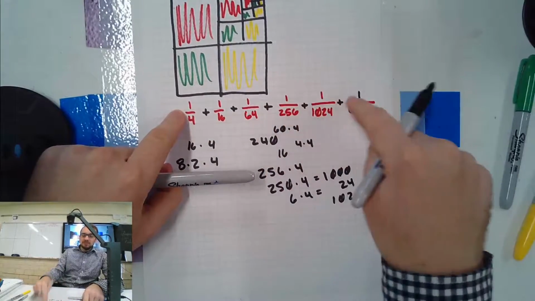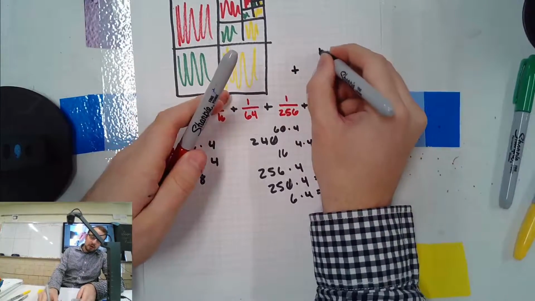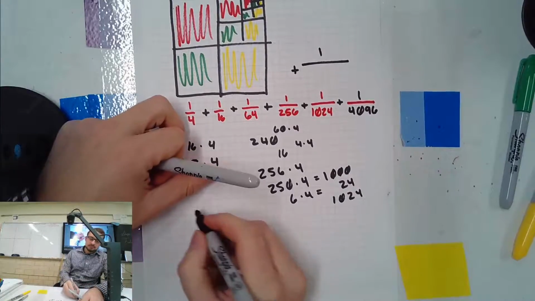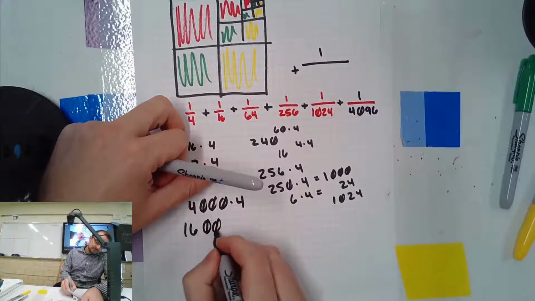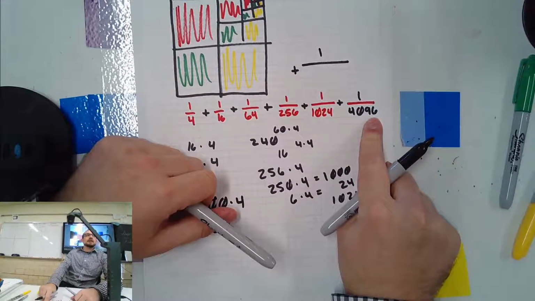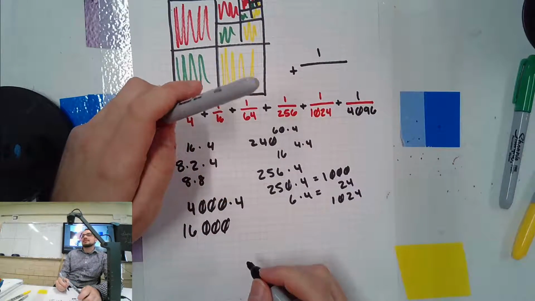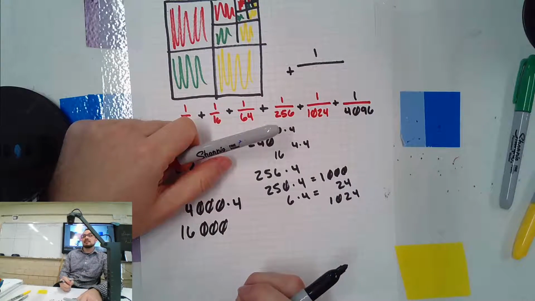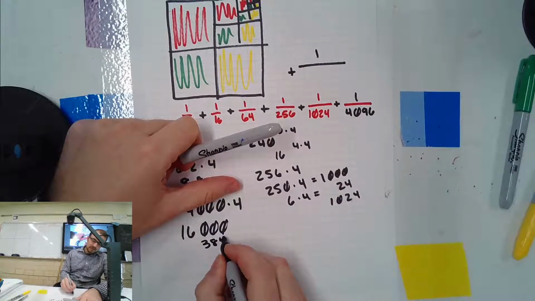One, 2, 3, 4, 5, 6 squares. We need one more, so we need to multiply that by 4. What's this times 4? Well, 4,000 times 4, what's that? That's 16,000. Now, I need 96 times 4. How can I estimate that in my head? 100 times 4. Very good, because I overshot, didn't I? So 100 times 4 is 400 minus 16. 384, I should say. Add them together.